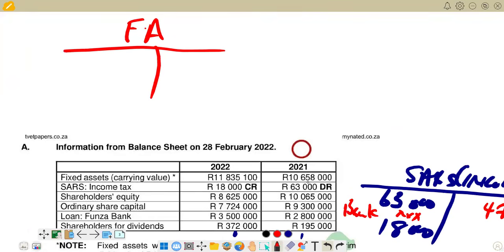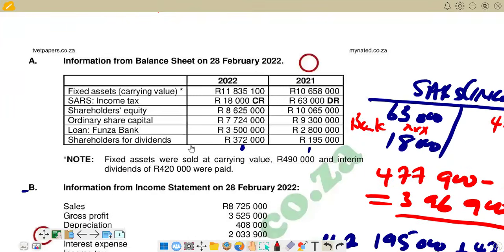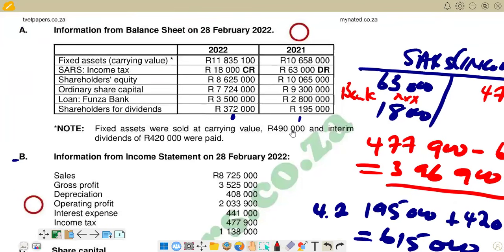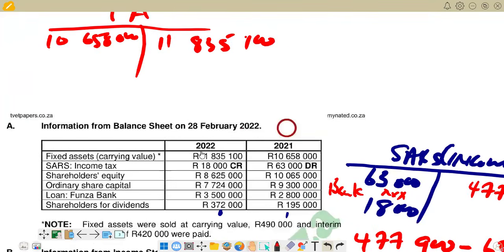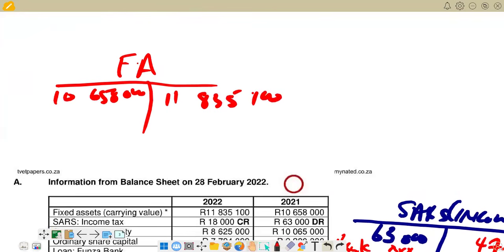So at the beginning of 2021, we've got 10,658,000. Then the balance at the end, we've got 11,835,100, and we put it on the credit side. Then we look for disposal at carrying value, which is supposed to be on the credit side. We come here, fixed assets were sold at carrying value of 490,000. So that's disposal at carrying value, which is 490,000.